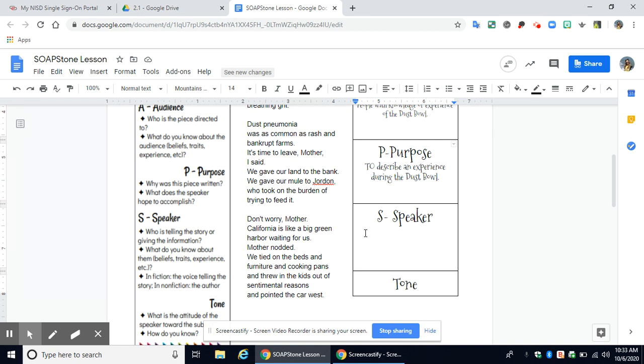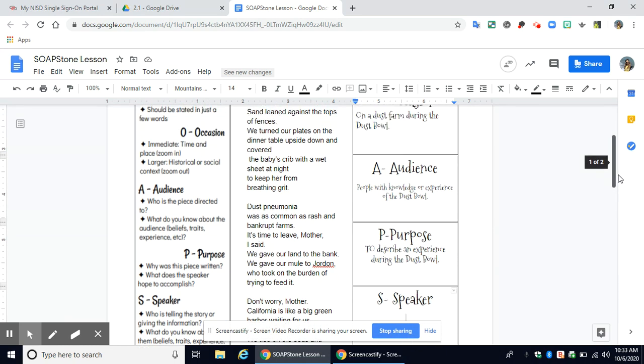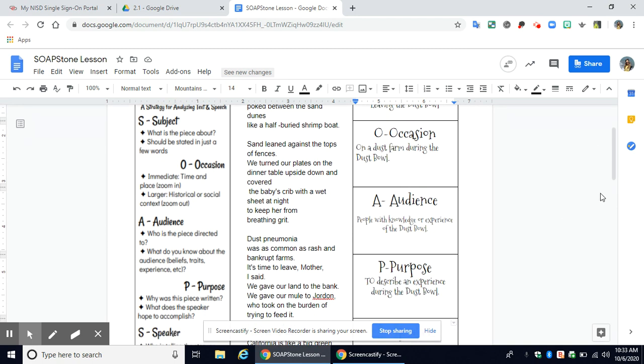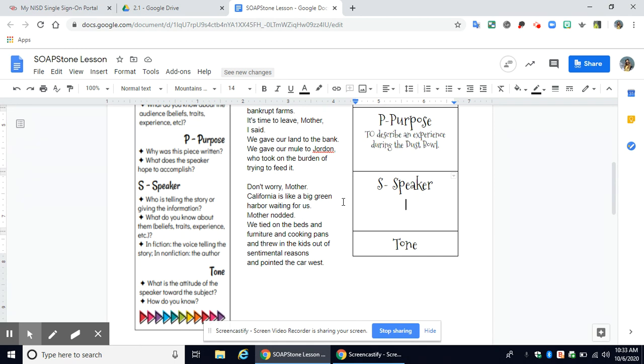And then we're moving on to the second S, the speaker. So we're trying to figure out here who the author is. So who's writing this piece. And you can tell here that the speaker is probably a child that was living in this area during the Dust Bowl. And I can tell that because it mentions several times, up here where it says it's time to leave, mother. So I know there's a child, right? Because they're saying mother, and then don't worry, mother. So that's telling us that a child is writing this poem, right? And they're telling that to the mom, and they're getting ready to leave the Dust Bowl.